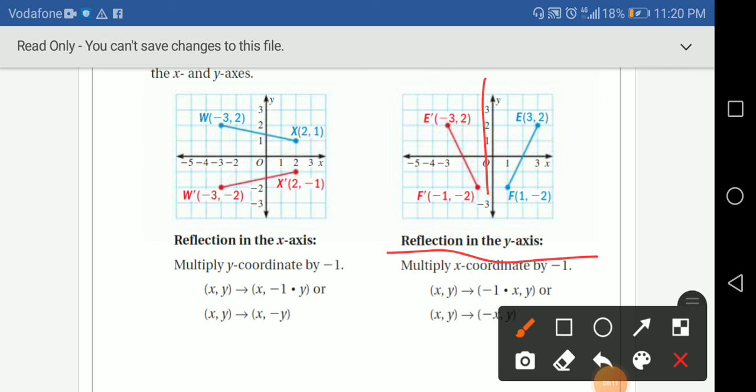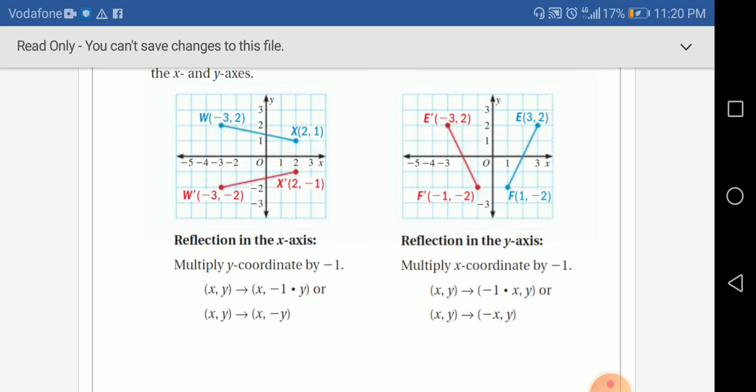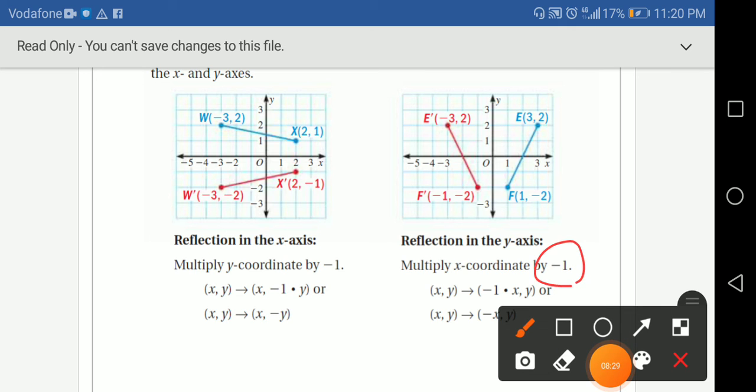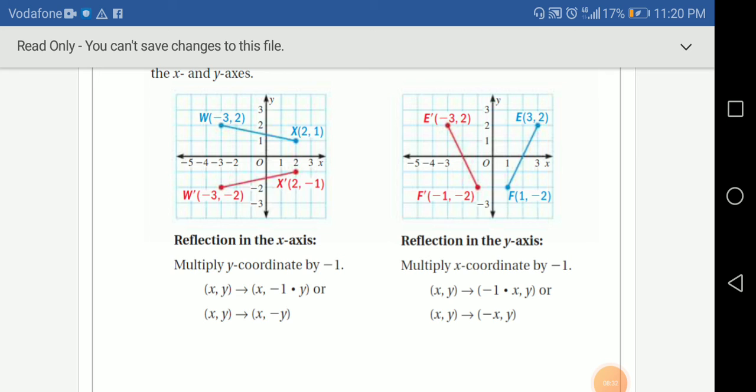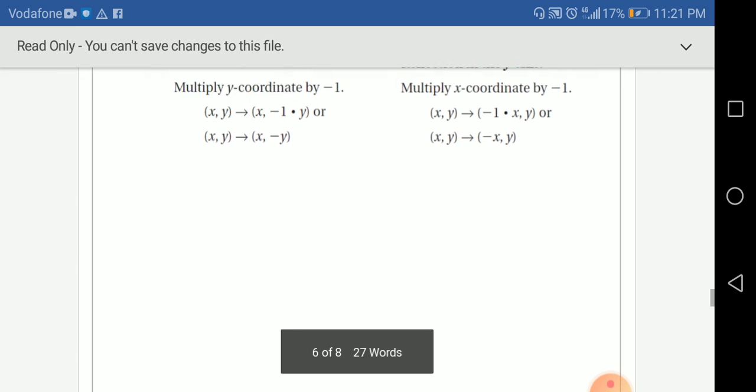And if I have another example, a reflection in the y-axis. Why is this in the y-axis? Because the original figure and the image are on either side of the y-axis. So I'm going to multiply the x coordinate by negative 1. Here the x coordinate is 3. 3 times what? 3 times negative 1 is negative 3. So we have negative 3 and 2. And for f, 1 times negative 1 is negative 1, and negative 2. Okay guys, very easy, I think so.